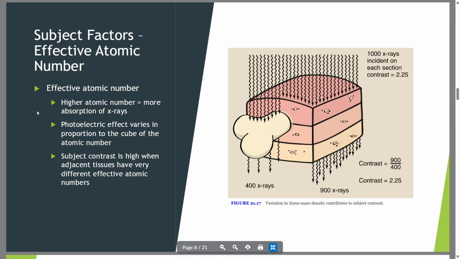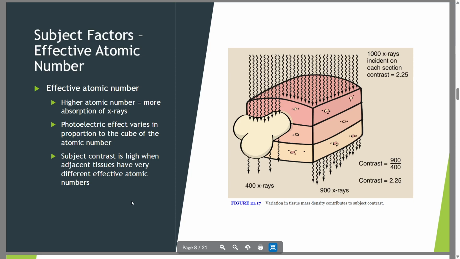So the photoelectric effect varies in proportion to the cube of the atomic number. I'm not going to make you do the math on that, but I do want you to understand the concept. If adjacent tissues have very different effective atomic numbers, that's when subject contrast is high. So think of things like the chest.